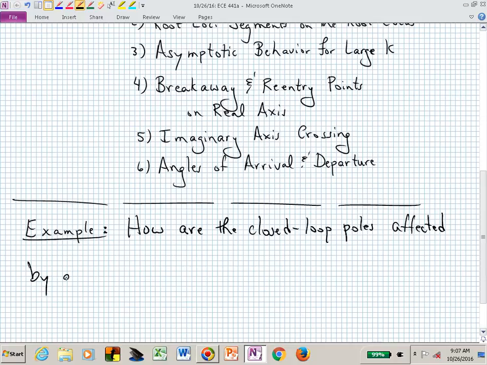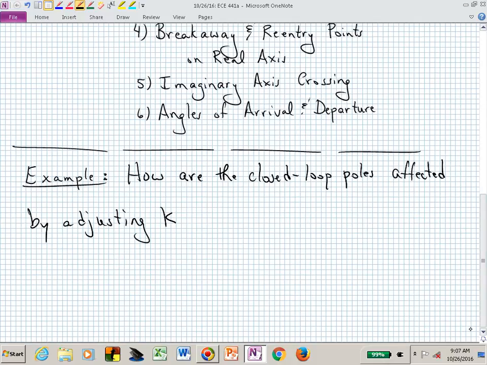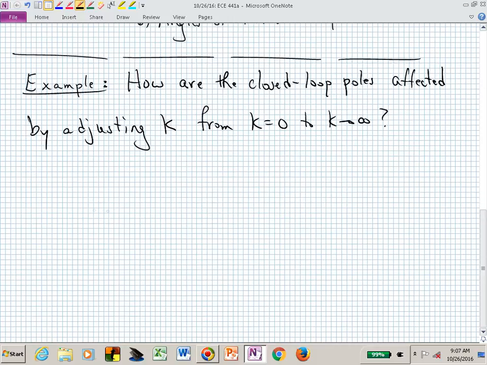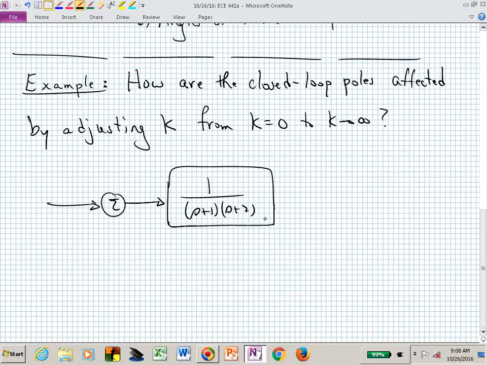affected by adjusting a gain k from 0 all the way up to k going up to infinity. And now let me sketch the block diagram, and this is not a conventional or traditional structure. We have a set of dynamics there that has two real poles. We then feed that through an integrator, and that produces our output y.